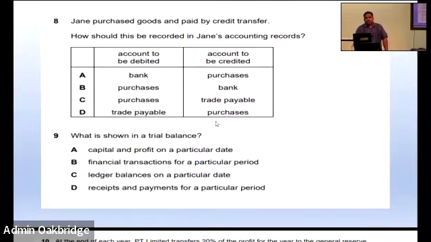Ledger balances on a particular date. Yes, maybe. Let's see the last one. Receipts and payments for a particular period. No. So the answer is definitely C. Number 9, C.